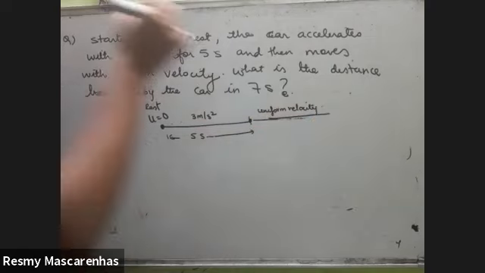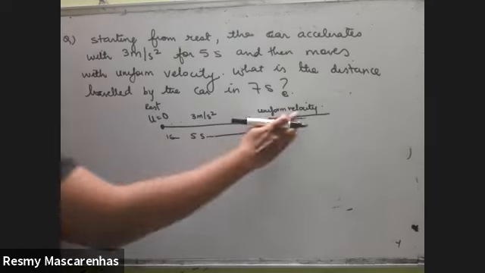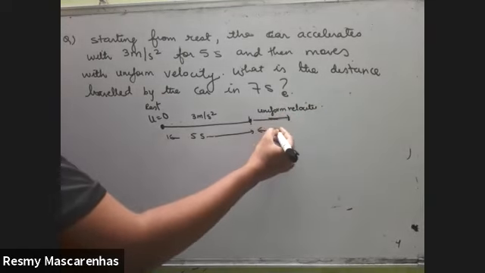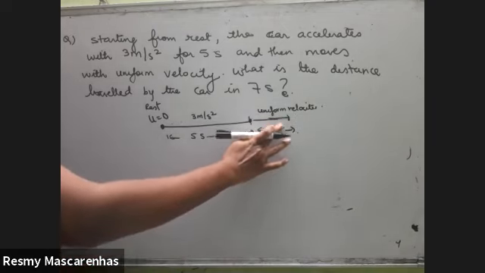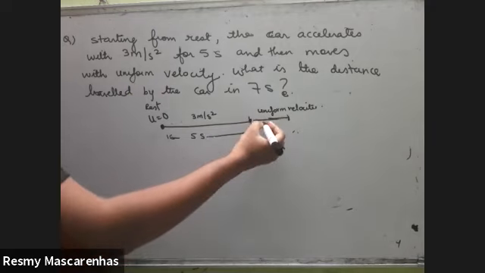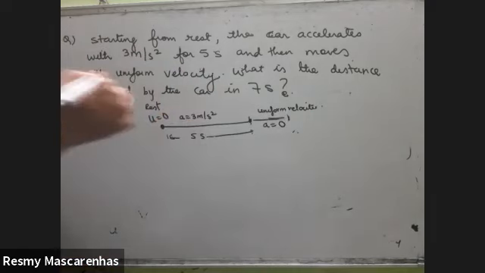Can anyone tell me? Uniform velocity means I'm not changing the speed at all. So what will be my acceleration? Can anyone tell me what is the acceleration for uniform or constant velocity? 0. Yes, very good. So after this, it is going at 0 acceleration. Your acceleration before that is 3 meter per second square.